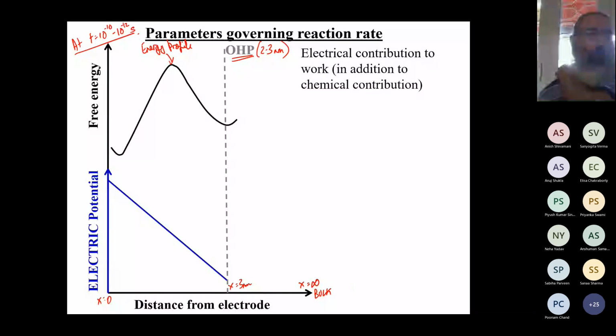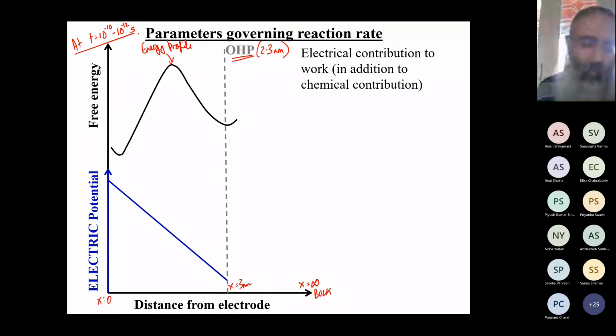So that means it never goes down to zero. Actually, it becomes infinitesimally small. But within this outer Helmholtz plane, you have a linear decay of electric potential, or linear profile of electric potential. Okay, so what we are trying to do is take it in.